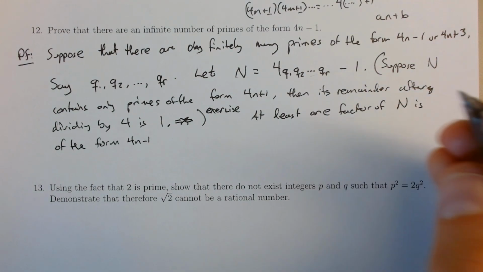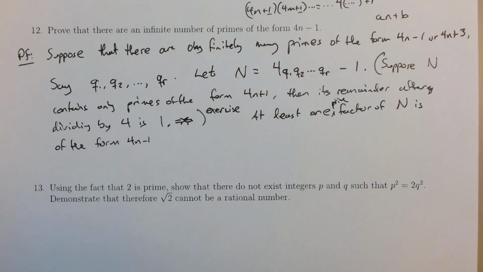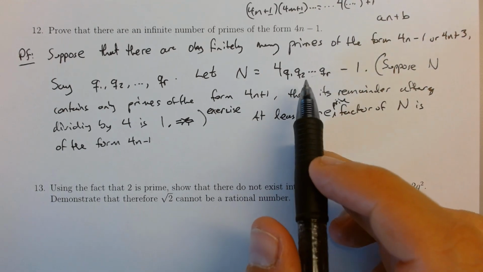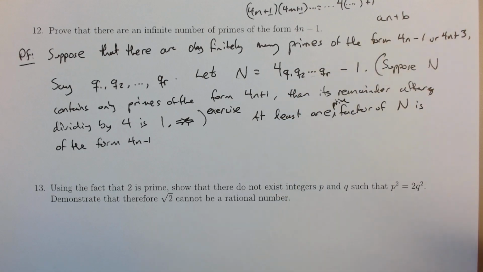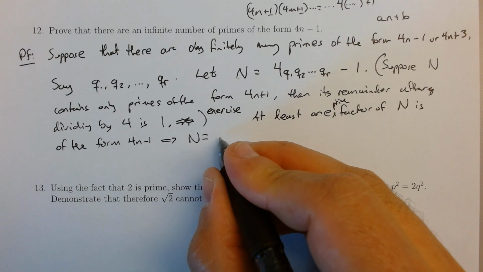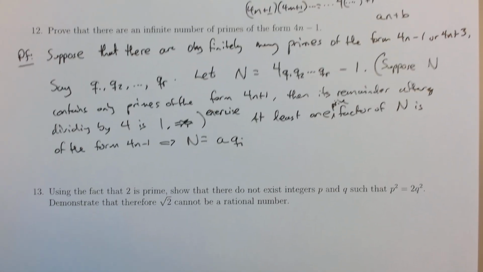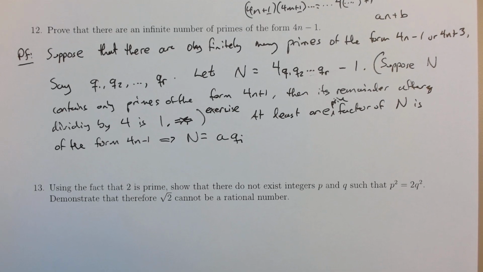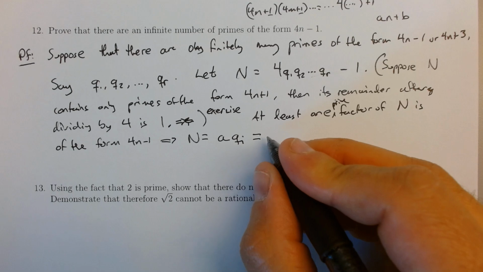I should say prime factor. Well, we already know what all the prime factors look like. They look like these guys. So that means n itself is some multiple, let's say a, of, say, qi, just one of those primes. But at the same time, this is equal to that.